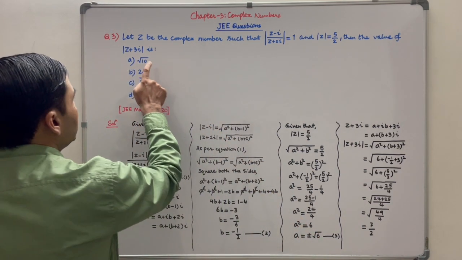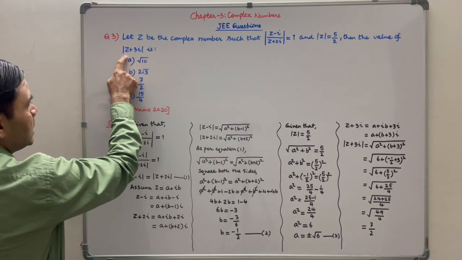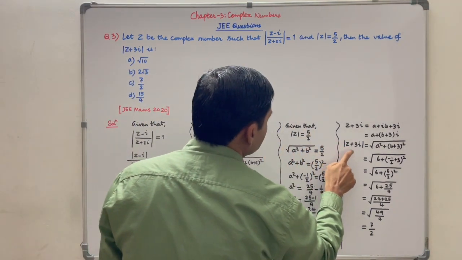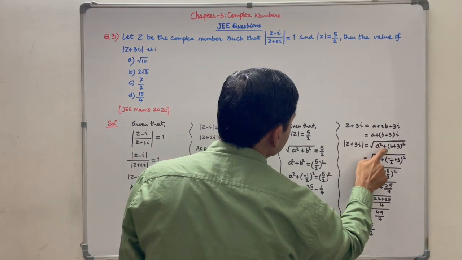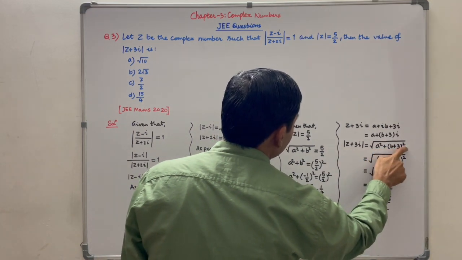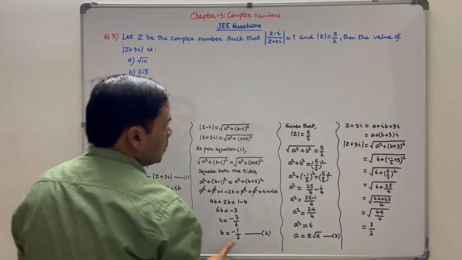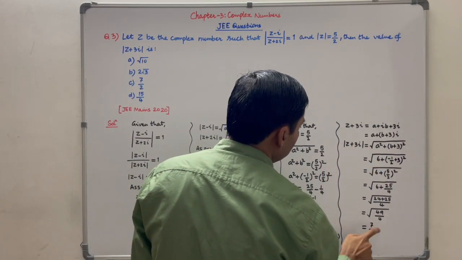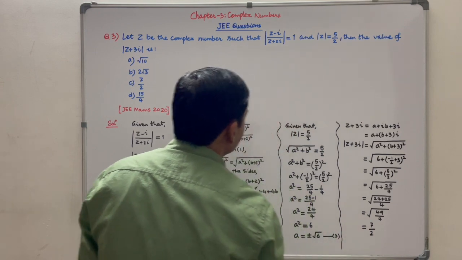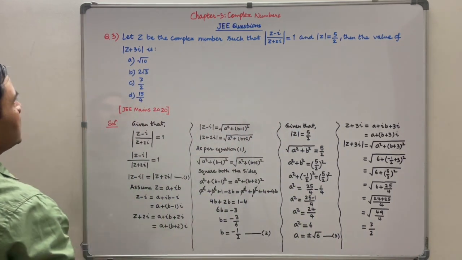We have to calculate the value of mod z plus 3i, and mod z plus 3i is equal to under root a square plus (b plus 3) whole square. Put the value of a and b from here to get mod z plus 3i is equal to 7 by 2. So the correct option is option C.